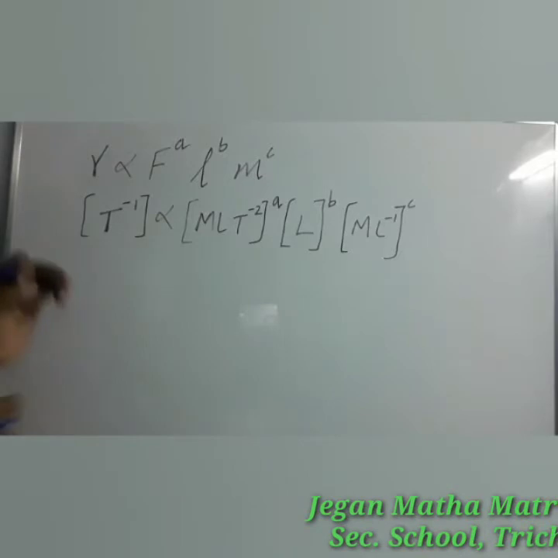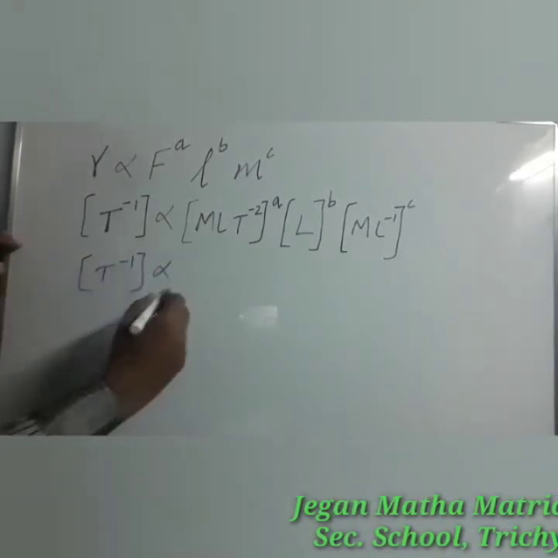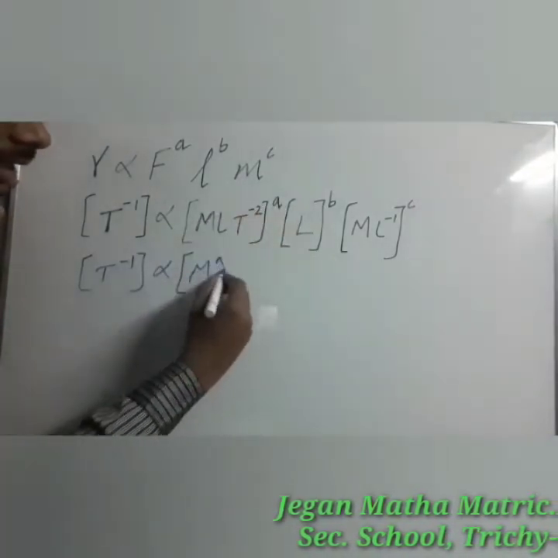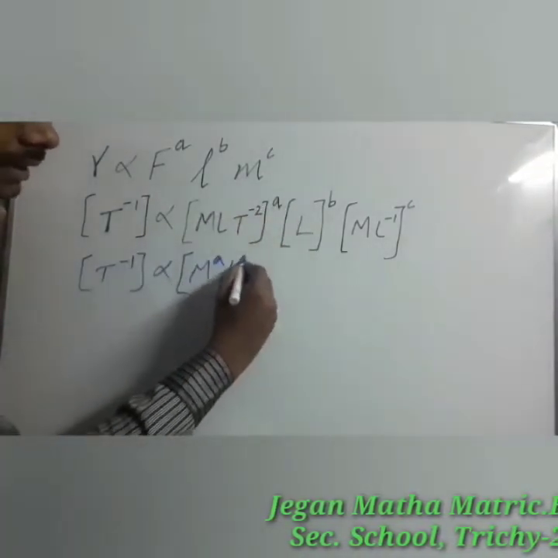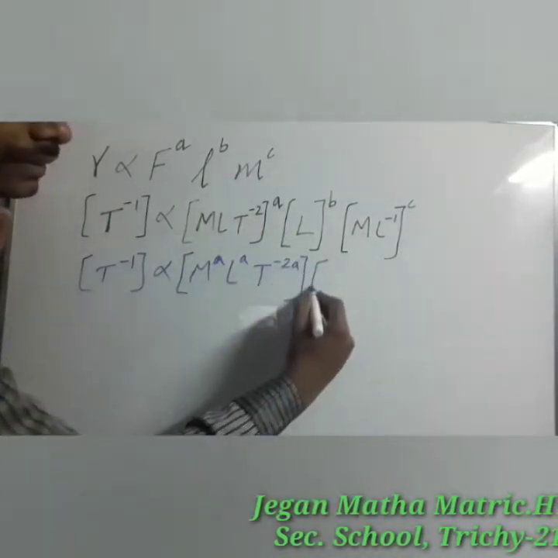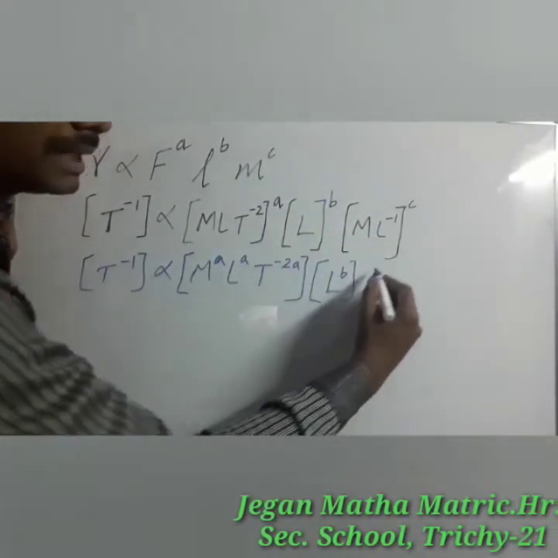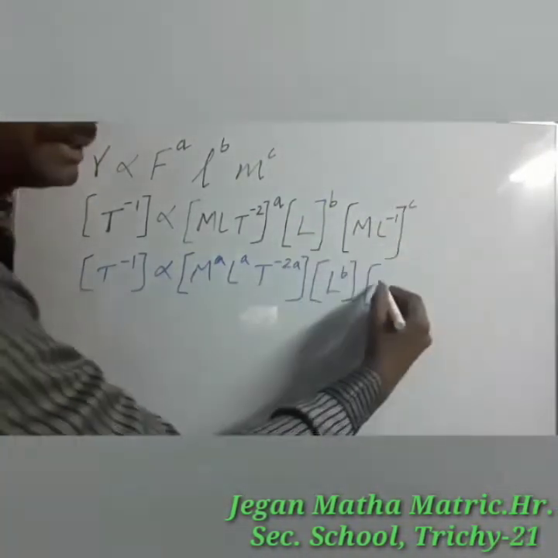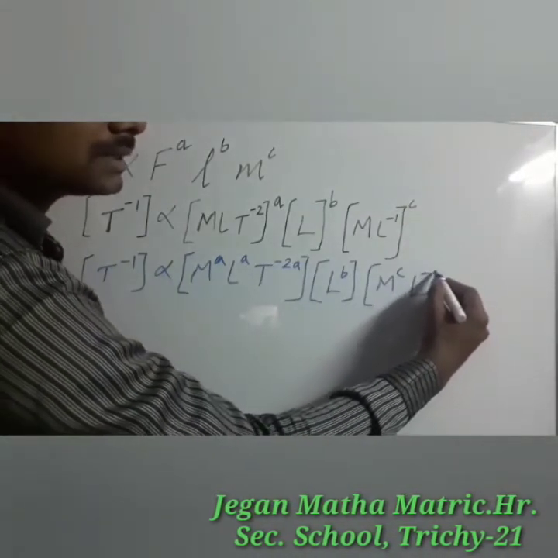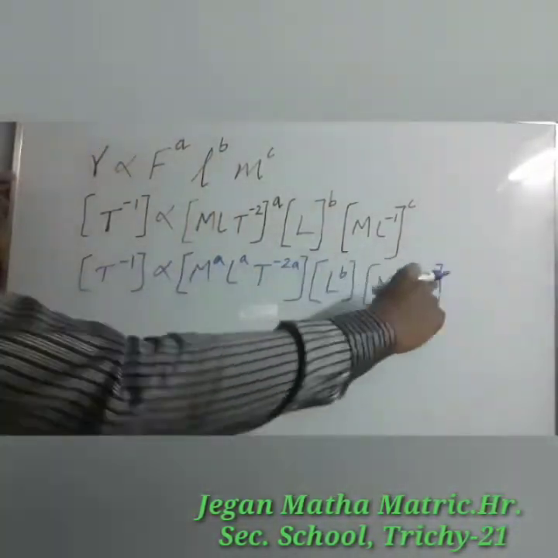So T power minus 1 is directly proportional to a, which can be taken inside: M power a, L power a, T power minus 2a. Here b can be taken inside, written as L power b. The last one, c, can be taken inside: M power c, L power minus c. This minus 1 into c is nothing but a minus c.